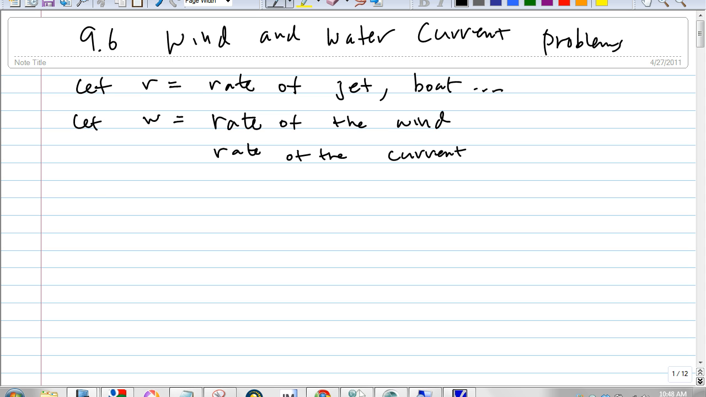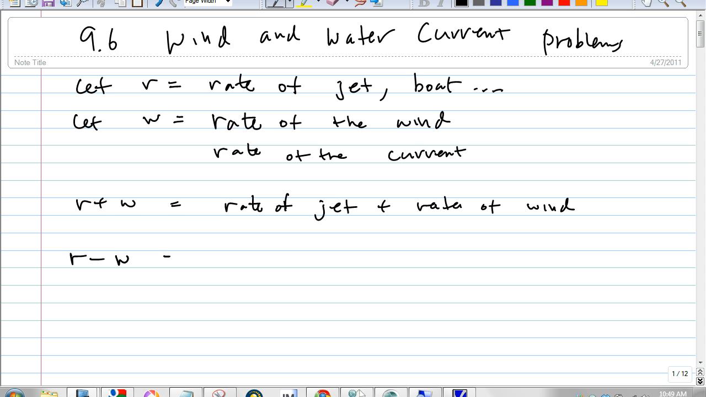Okay, now let's see if you really get it. What does R plus W stand for? Raise your hand. If the wind or the water is traveling with you, if they're behind you, pushing on you, if they're helping you, this is the rate of the jet plus the rate of the wind. So of course you're traveling faster, correct? If you're going 400 miles an hour without any wind, but the wind is helping you at 50 miles an hour, you're going 450. Does that make sense?